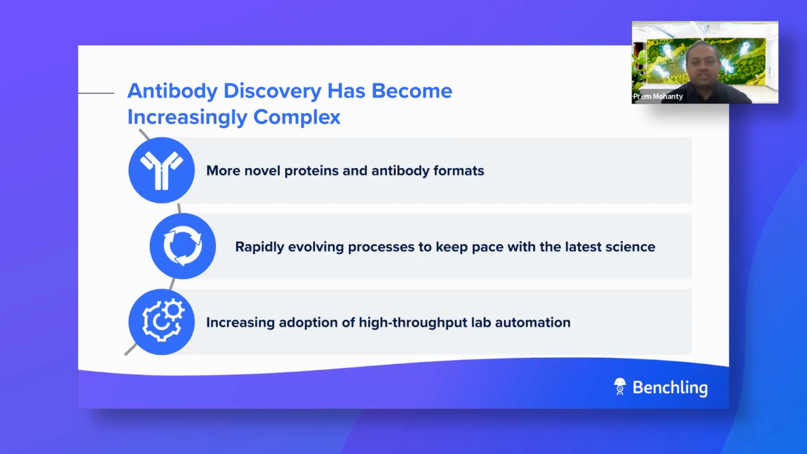Second, the processes for screening and discovering new antibodies are constantly changing. Scientists are constantly refining the discovery platforms they have in place to find better drug candidates faster. And finally, there is increasing reliance on lab automation to increase throughput, improve productivity, and achieve greater efficiencies.